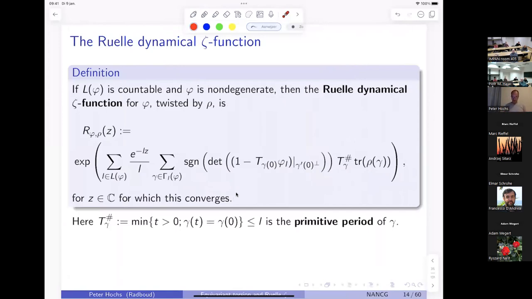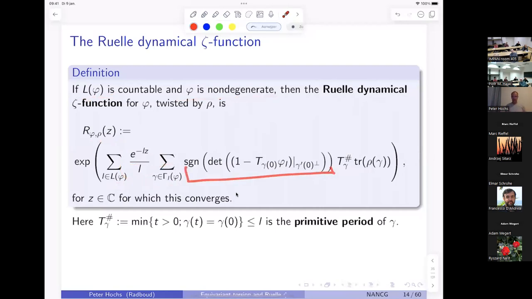It's a whole slide wide, so let's just have a look at it. Supposing that this length spectrum is countable and we have this non-degeneracy condition, then the function, depending on phi and rho, is the following. We sum over all possible periods, and then we sum over all periodic curves of that period. I'm putting this factor here, which depends only on the period L. So I'm dividing by L. I'll come back to that later. And that is to put this exponential e to the negative Lz as a regularizing factor. So the hope is that for z with large real parts, this will help make this converge. And I'm summing over all the closed curves of the period.